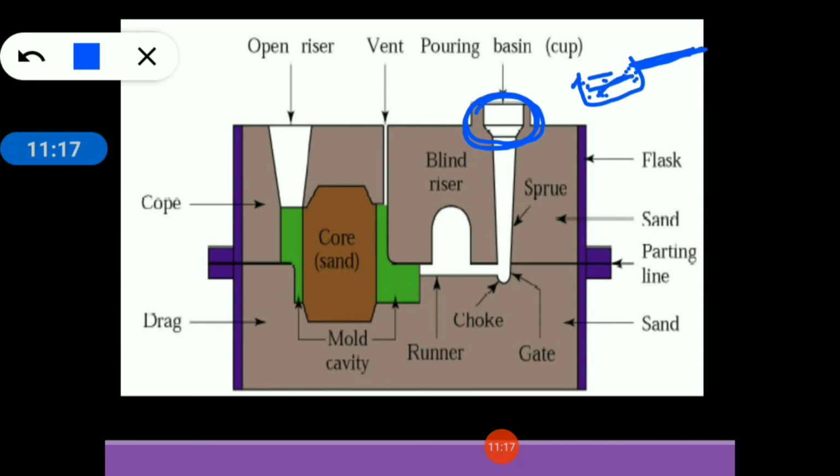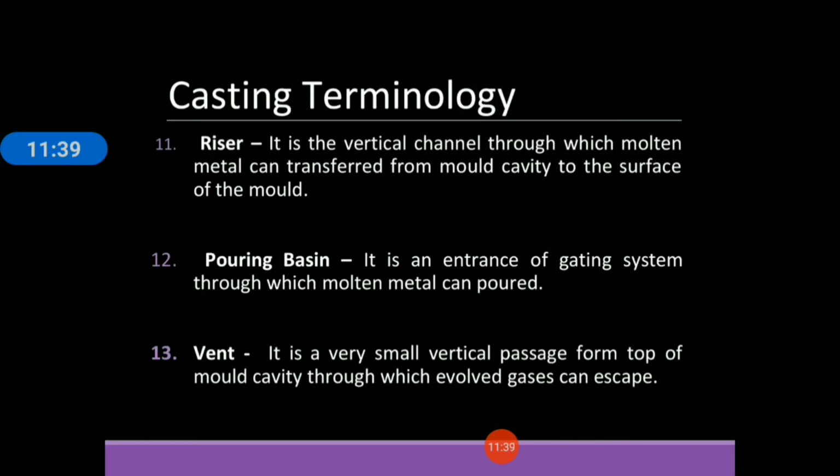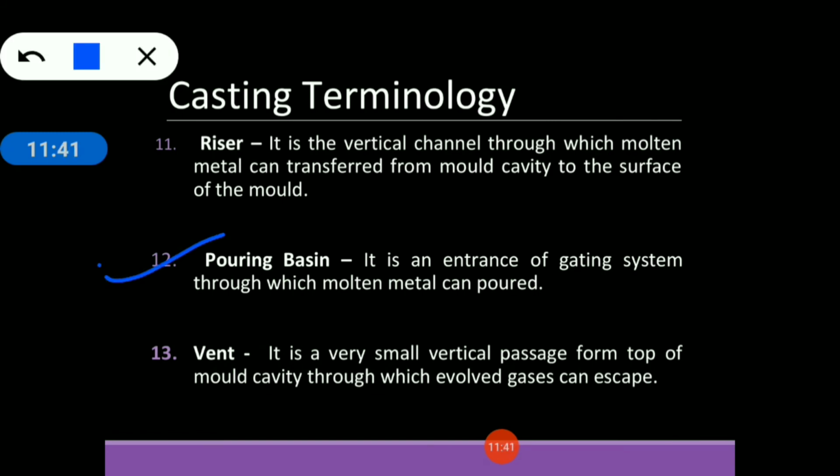So through this ladle you can just pour the molten metal into the pouring basin. This is the entrance of the gating system, or a reservoir of molten metal, through which your molten metal can be transferred slowly into the sprue, then runner, then cavity, and then riser. So the pouring basin is nothing but a small reservoir, or you can say it is the entrance of the gating system through which molten metal can enter into the mold.